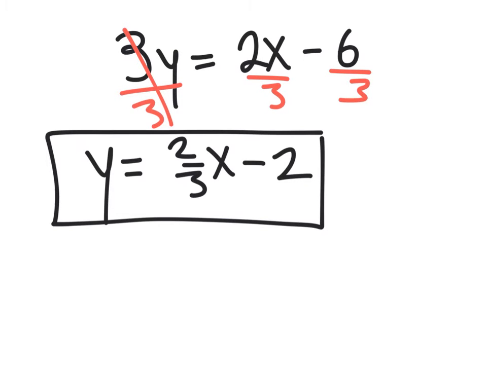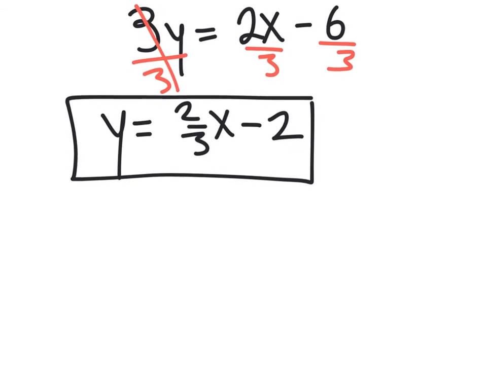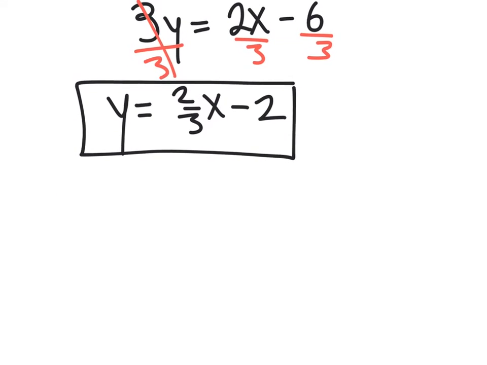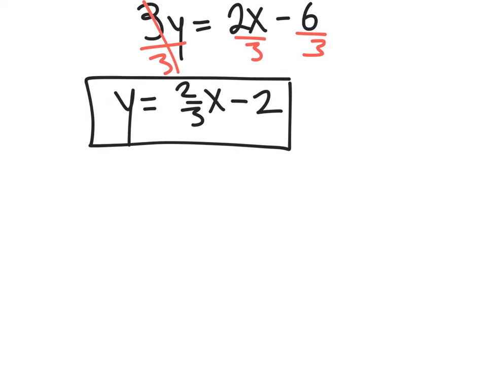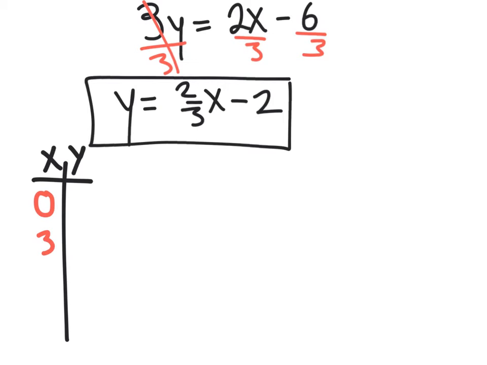Now, if I wanted to graph this equation, I would simply have to make an XY table and plug in some numbers and pull out some answers. So if I go to an XY table and I have a fraction as my coefficient of x, you could always use 0 no matter what. But if you have a fraction, it's good to use the denominator and maybe the negative denominator, or maybe the denominator times 2. All right?